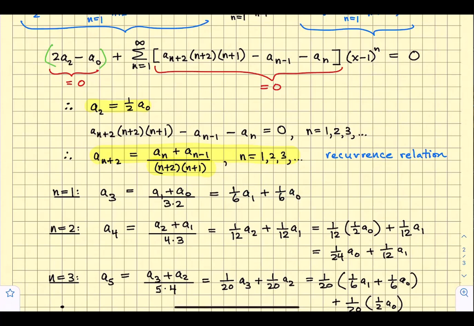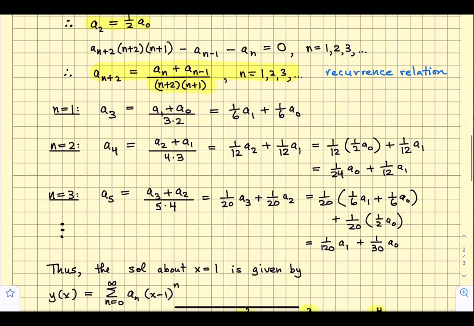Okay? Now if we substitute n equals 2 into this, we get a4 is (a2 + a1) all over (4 times 3). Notice we can rewrite this as 1/12 a2 plus 1/12 a1. Now we do know something about a2. a2 is 1/2 a0. So when we see an a2, we'll put in 1/2 a0. We'll simplify this. We still don't know anything about a1, so we leave this alone. And this is the best that we can do.